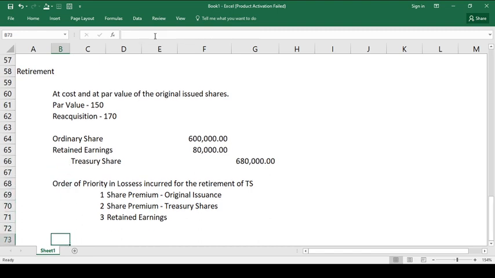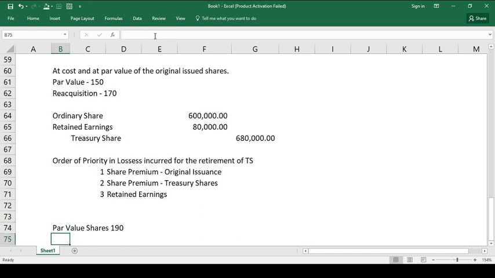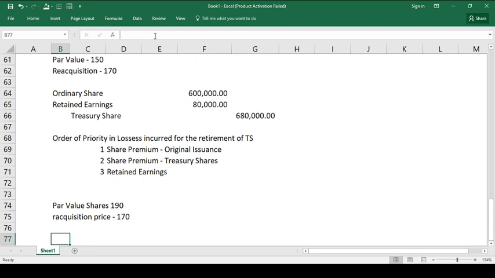Sir, what if naman, o second assumption naman tayo, what if the par value of the shares is 190, okay, and then the reacquisition price is 170. Obviously, based on par value and the reacquisition price, meron na pong gain na 20 per share if there is a retirement. How are we going to recognize the gain?